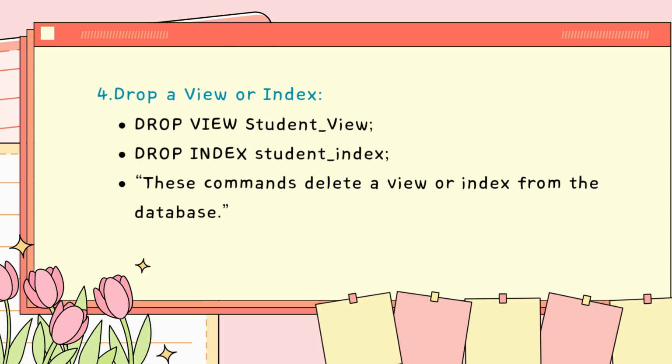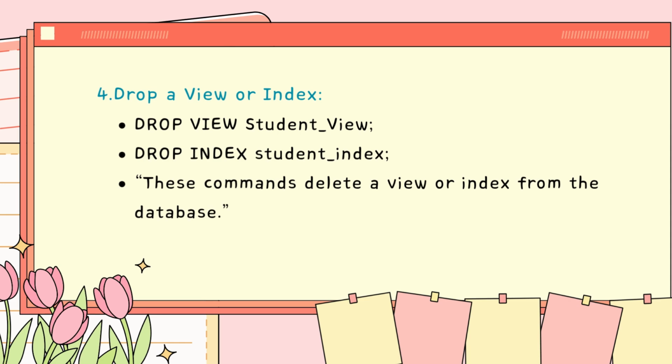Drop a view or index. Now let's look at how to drop a view or an index in SQL. A view is like a saved query that shows specific data from one or more tables. If we no longer need that view, we can remove it using the drop command. For example, drop view student_view. This will permanently delete the view called student_view from the database.